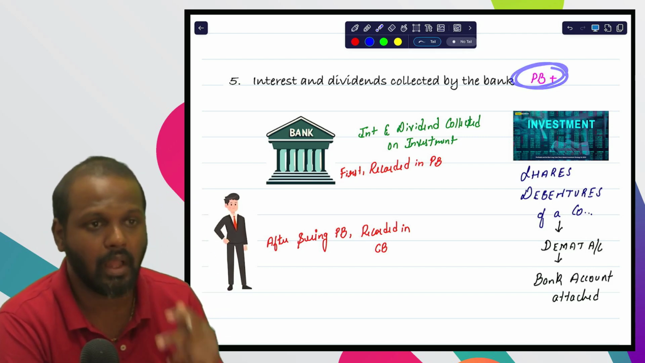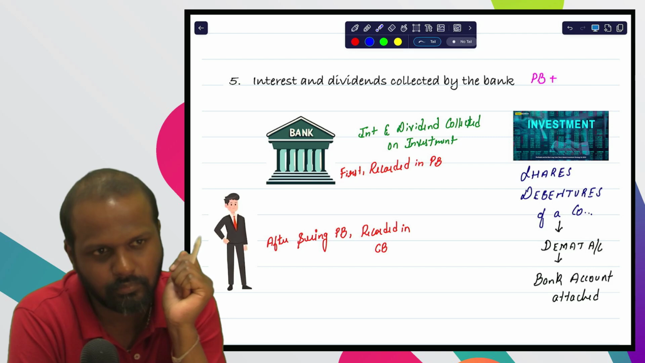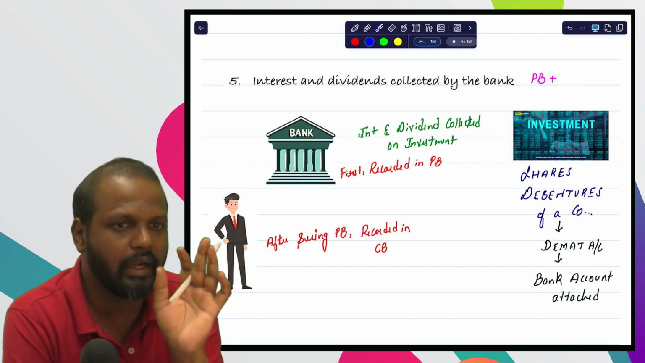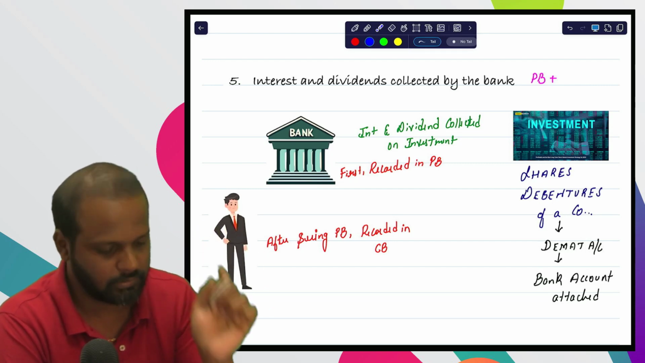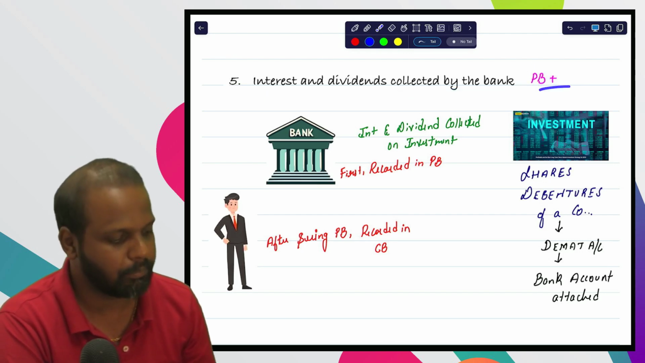Passbook plus. After I see the passbook, then I will also do the entry in the cash book. But as of now, the entry is done in which book? Passbook plus. So, interest and dividend collected by the bank: the passbook has made the entry and they have done plus in my bank balance.